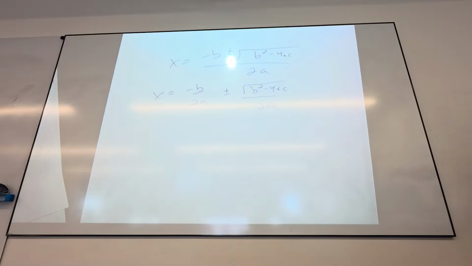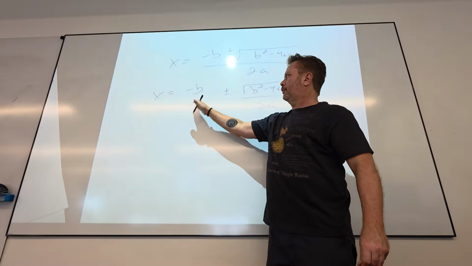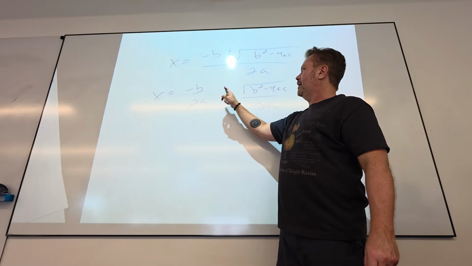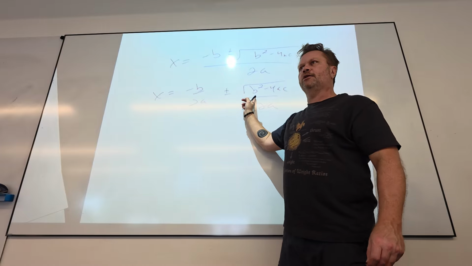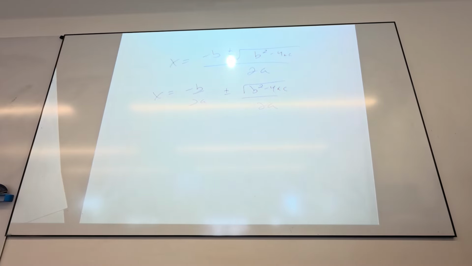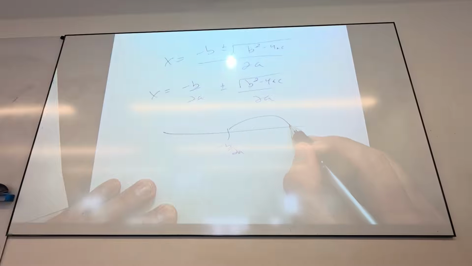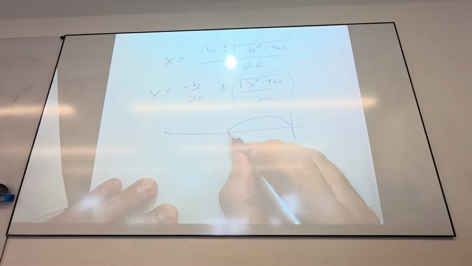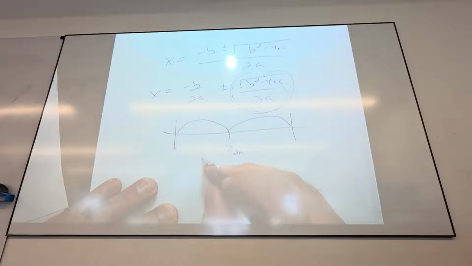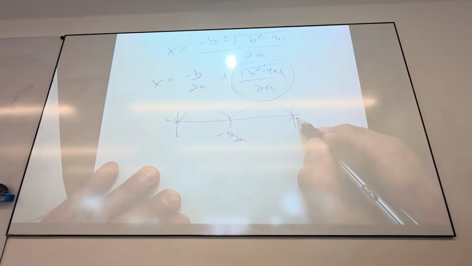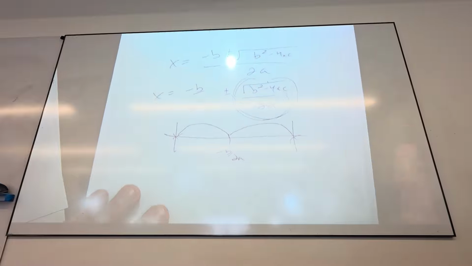Does everybody see that if I take this number, I'm going to add this much to it, and I'm going to subtract this much from it? So if I put down negative b over 2a, and I add this much to it and subtract this much from it, those are my x-intercepts, correct? I can plug all this in and get the numbers, I almost don't care.